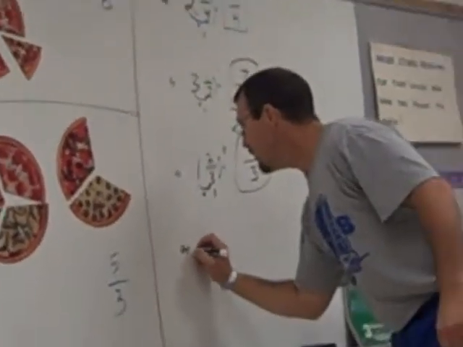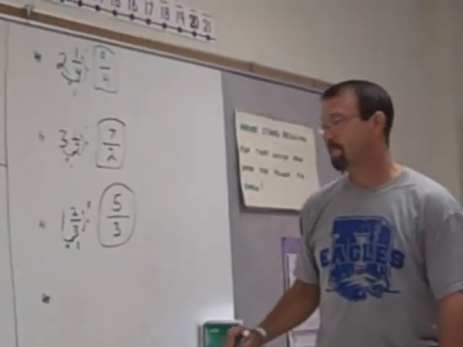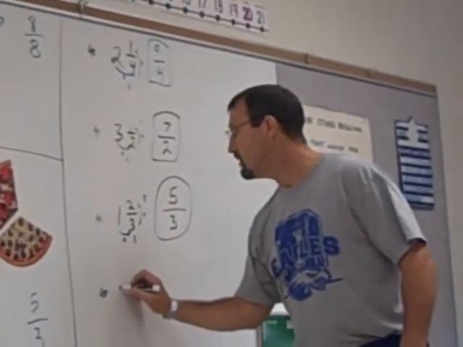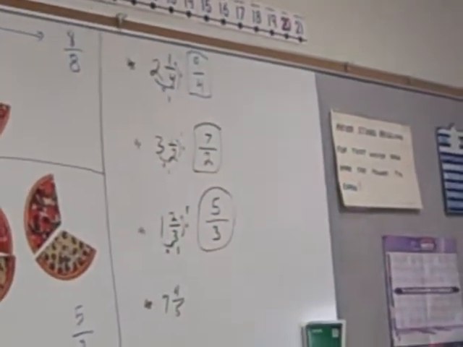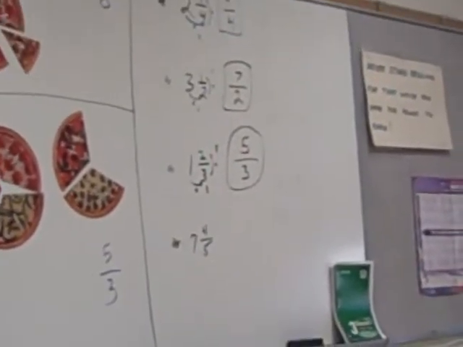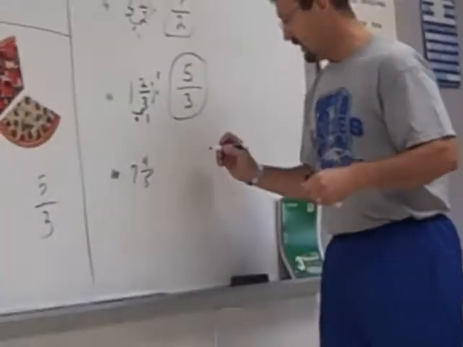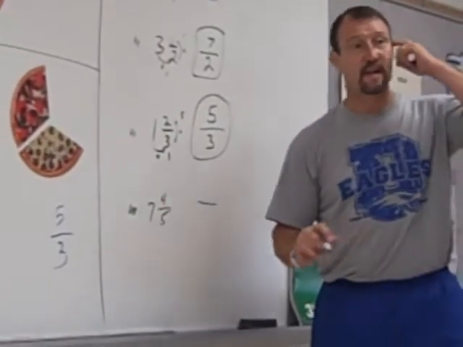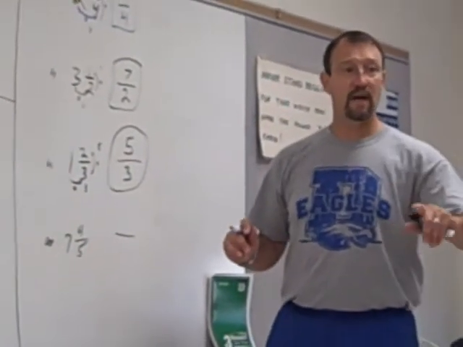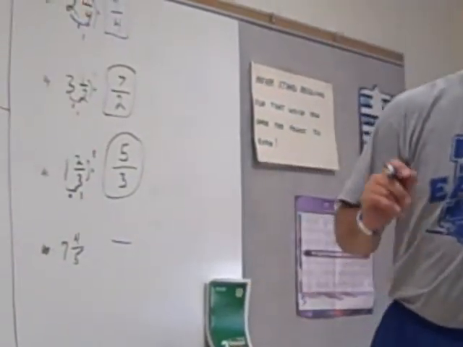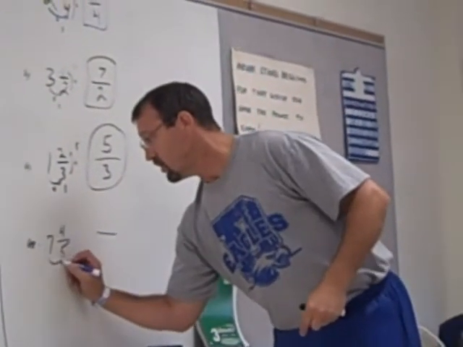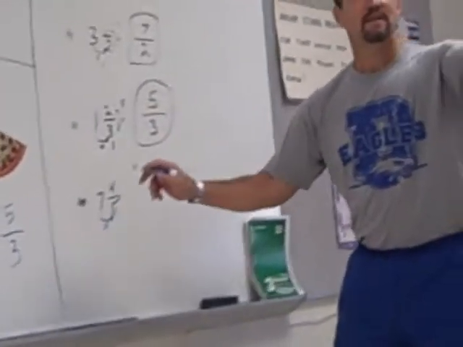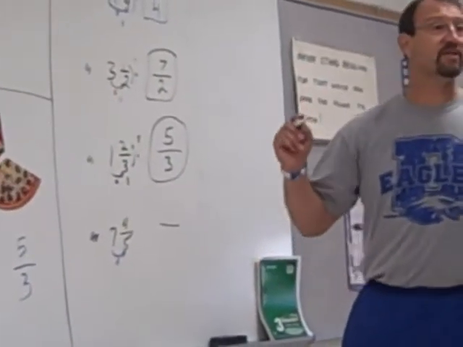Y'all come with me. One more example that's not on a pizza thing. 7 4/5. You ready, Crystal? Here we go. I want to change this to an improper fraction. So what's the first thing I do? Okay, you did it backwards. Remember, my arrow goes this way. Loop times there, so say it how? 7 times 5 is? 35.